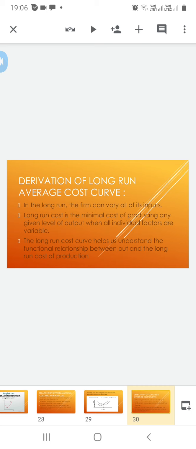Derivation of long run average cost curve.